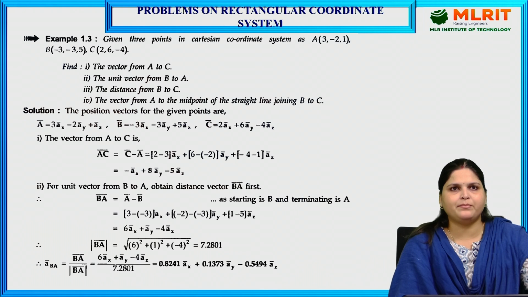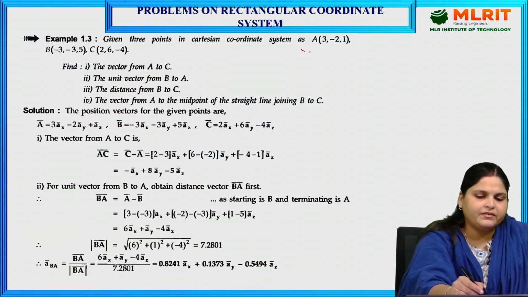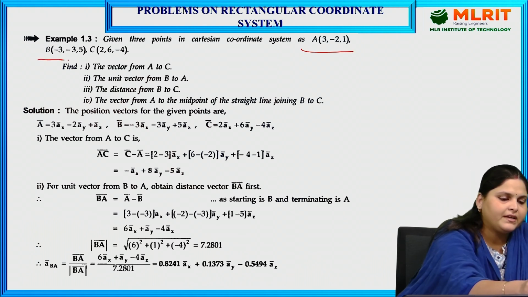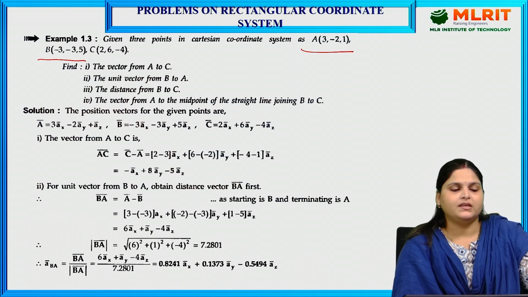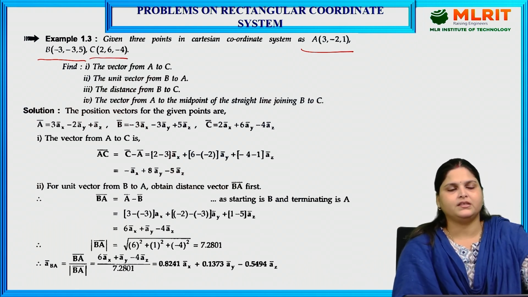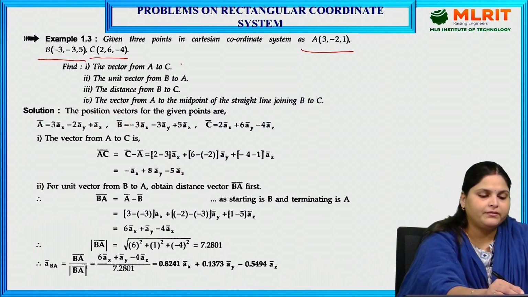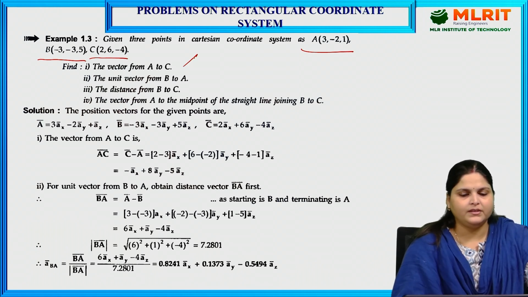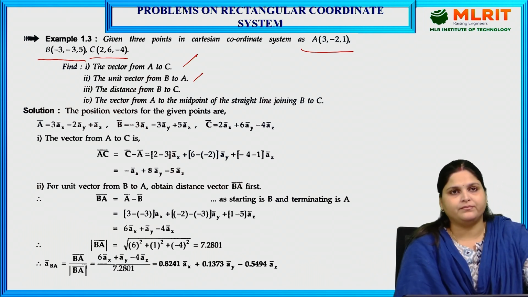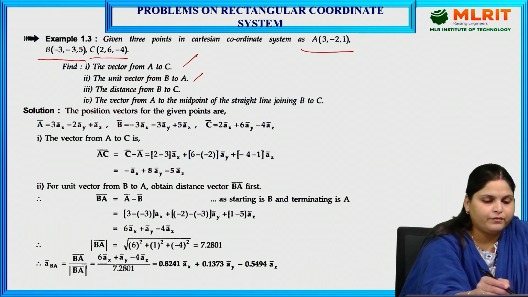Let's take one more example. Now here we have 3 points given in the Cartesian coordinate system, A, B and C. A is given as 3, minus 2, 1. B is given as minus 3, minus 3, 5. C is given as 2, 6, minus 4. In this question, we have to find the vector from A to C. Then we need to find the unit vector from B to A. We have to find AC here.